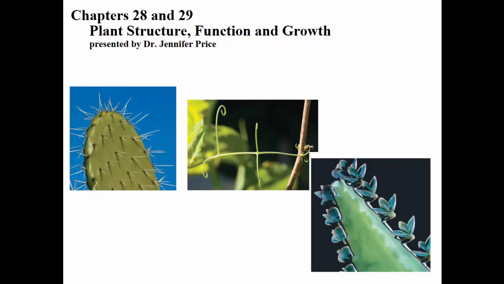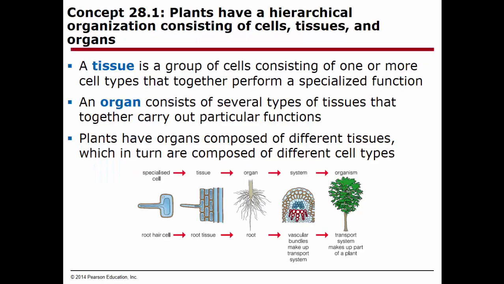Now that we've gone over the taxonomy of plants, and we've learned the characteristics that make different types of plants different from one another, and we've gone over the adaptations for living on land in various groups of plants, we're now going to focus on the vascular plants and look at the structure, how that structure is related to function, and the growth patterns in plants.